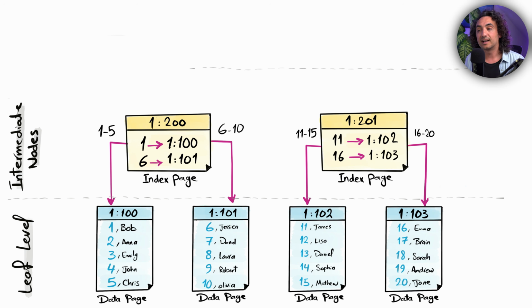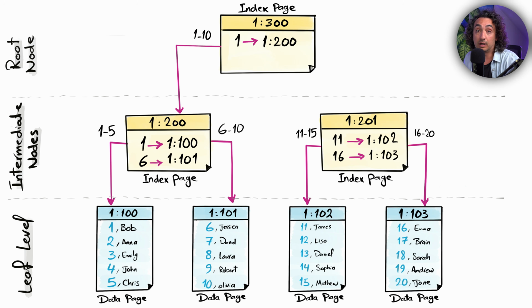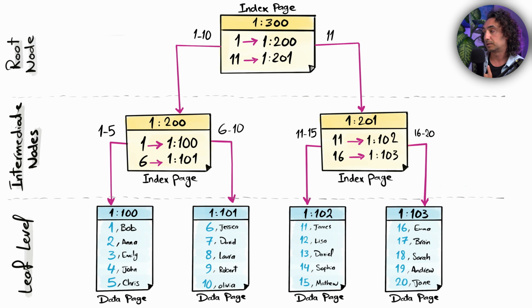And now once SQL is done building the intermediate nodes, SQL is gonna go and build the last node, the root node, where it says if you are searching for customers between 1 and 10, then go to the index page with the ID 100.200. So that means the root node here is pointing to another index page, not directly to the data page. And the same thing, we need another pointer for the second index page. So the customers between 11 and 20 go to the index page with the ID 100.201.